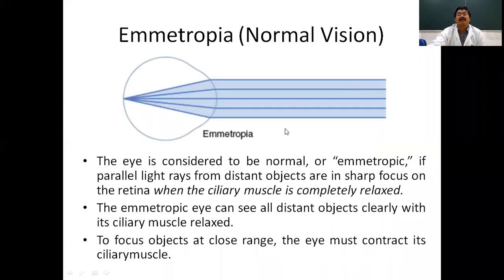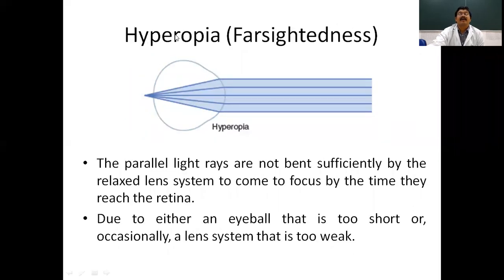Emmetropia is normal vision. The eye is considered normal, or emmetropic, if parallel light from distant objects is focused on the retina when the ciliary muscle is completely relaxed. It is called emmetropia. The emmetropic eye can see all objects clearly. Suppose you want to see objects at close range, the eye must contract the ciliary muscles and accommodate for the near reflex. Hypermetropia is also called farsightedness.